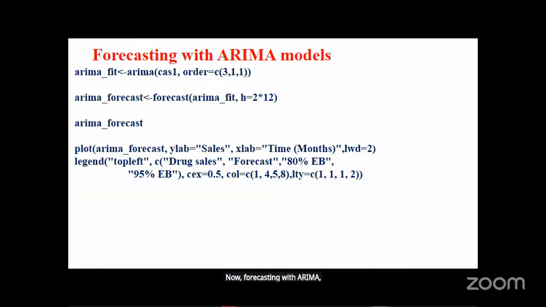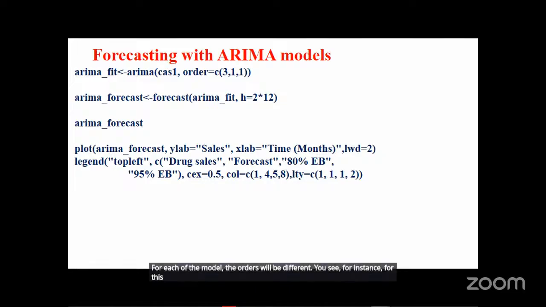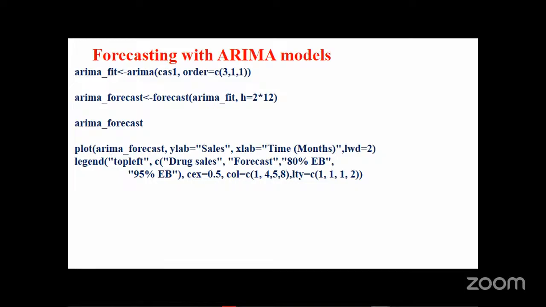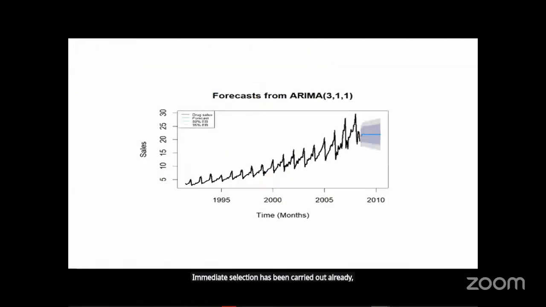Now, forecasting with ARIMA. One of the things I need to say is that we must have candidate models that we are fitting our data to. For instance, I can have quite a number of them. Let's say I have five. If you observe, for each model the orders will be different. For this ARIMA, a model selection has been carried out already, and based on that, they chose this to make the forecast. You see that we have ARIMA 311.